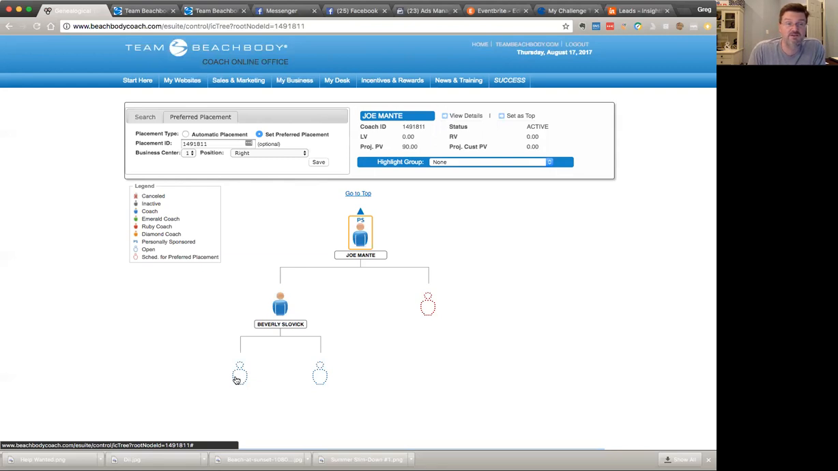It doesn't really matter. As long as between your purchases and your customers' purchases, you have more than 50 personal volume points per month, that'll make you active, right? And then the same goes for your coach. If your coach has purchased something that's 50 PV worth, or his customers have, that makes him active. So you need 50 personal volume points, and your coaches need 50 personal volume points to stay active. And that would make you an active Emerald coach.